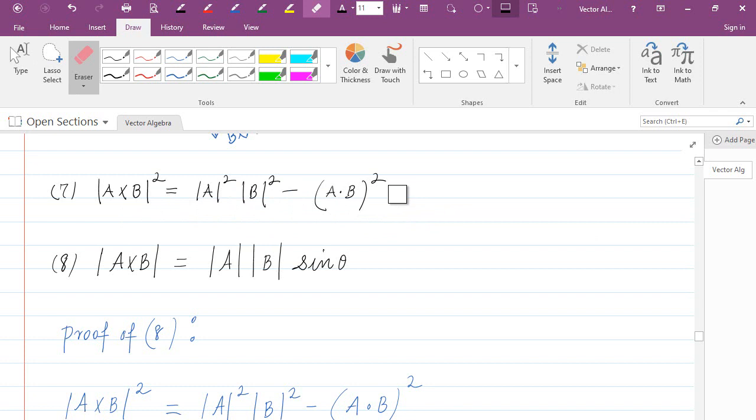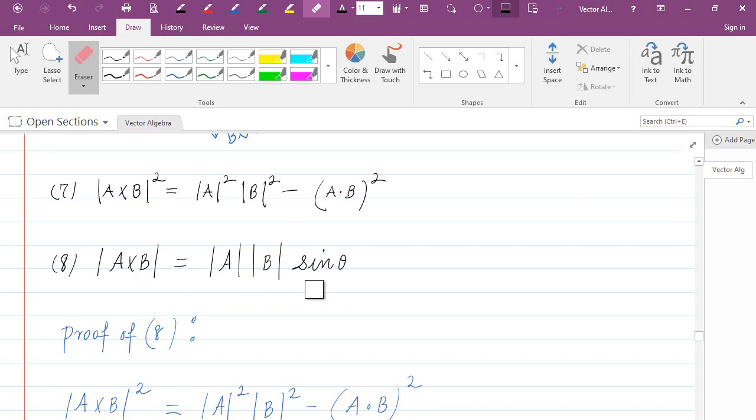How do I prove something like 7? Well, again, you just denote the components of a and b, let's say by a1, a2, a3, and b1, b2, b3, and then just compute each side in terms of the components and see that they are the same. So I won't give you a proof of property number 7. Now, property number 8 is going to be very important for us. It says that the length of a cross b is equal to the length of a times the length of b times sine theta.